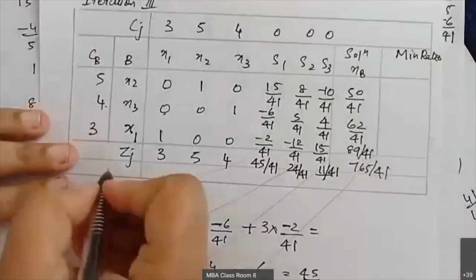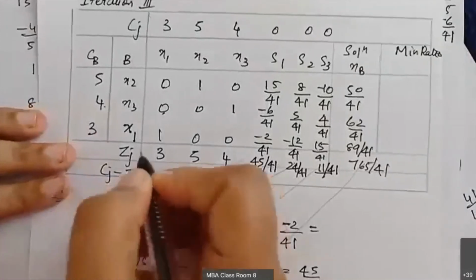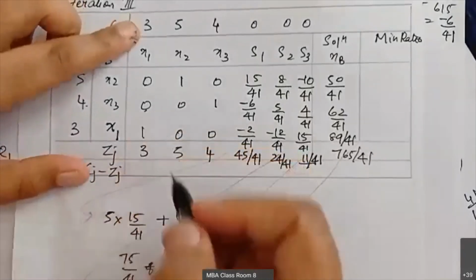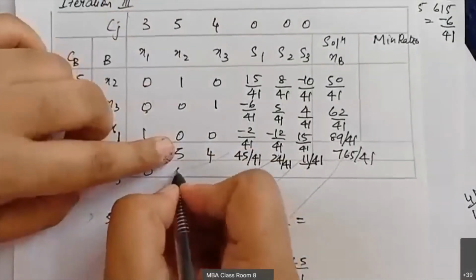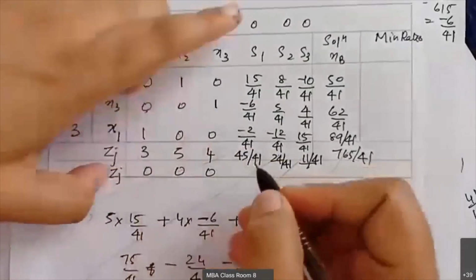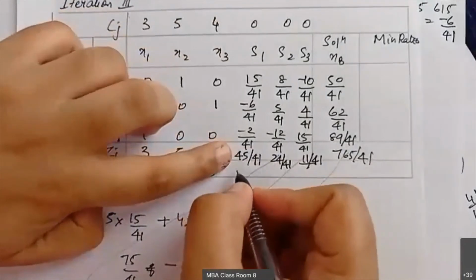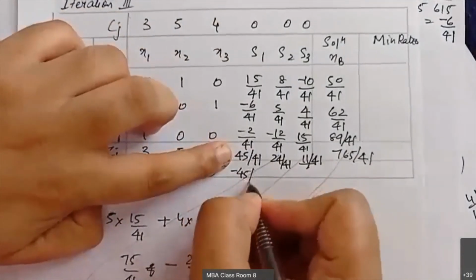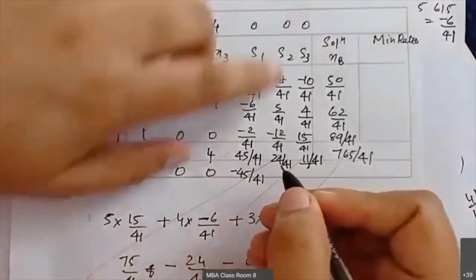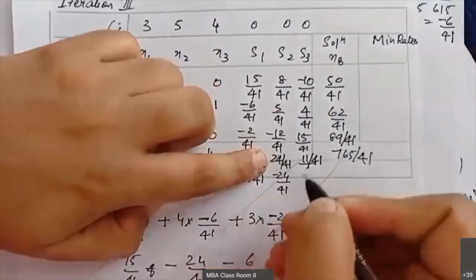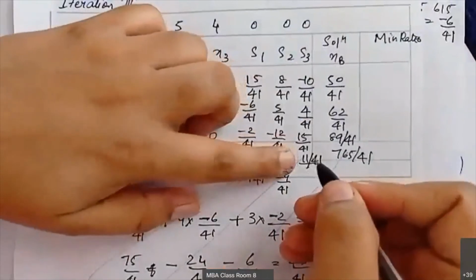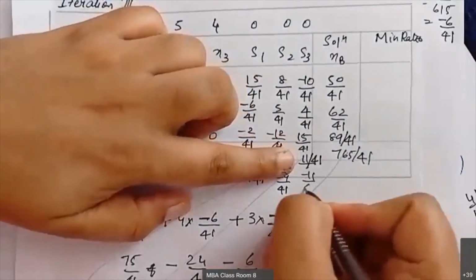Now what do we do next? Cj minus Zj. Cj is this one. Zj we have 3 minus 3, 0. 5 minus 5, 0. 4 minus 4, 0. 0 minus 45 by 41, that is minus 45 by 41. 0 minus 24 by 41, it is minus 24 divided by 41. 0 minus 11 divided by 41, that is minus 11 divided by 41.